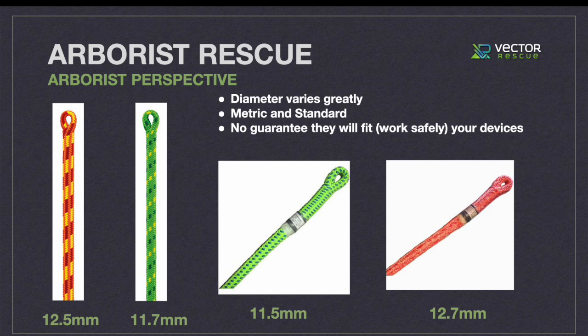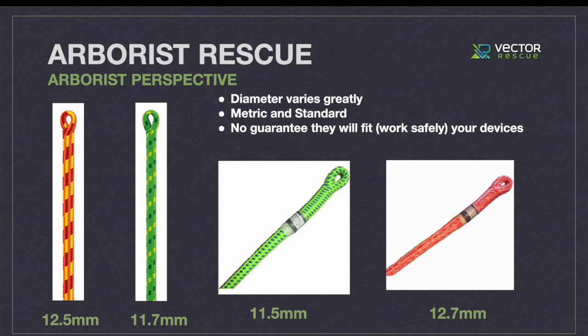The rope they use, the diameter varies greatly across manufacturers. They have both metric and standard sizes. They usually are off from traditional fire department rope rescue rope. So they have 12.5 millimeter, 11.7, 11.5, 12.7. So while it might seem easier to just tie into whatever they're using into one of our devices, there's no guarantee they'll fit or work safely. Certainly we can fit an undersized rope into a 12 millimeter device, and certainly we can probably smash a slightly oversized rope into an 11 mil device or a half-inch device.